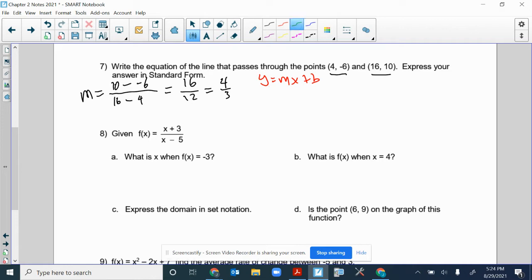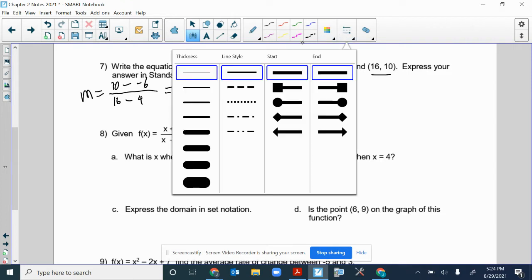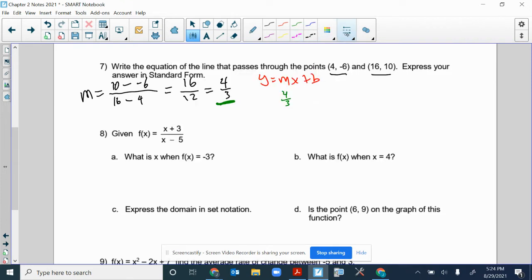We know our slope, right? We just don't have our b value, so you have to figure out your b value first. To do that, we do some substitutions. We'll say 4/3 is m, and then we take one of the 2 points. It doesn't matter which one. I'll just take the first one, and I'm going to substitute that in for x and y. Now I just have to solve for b.